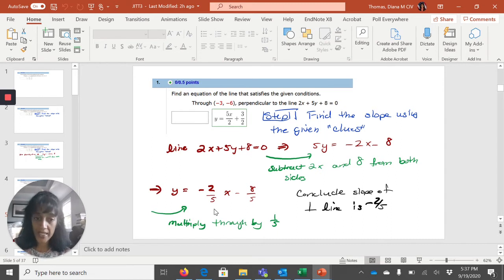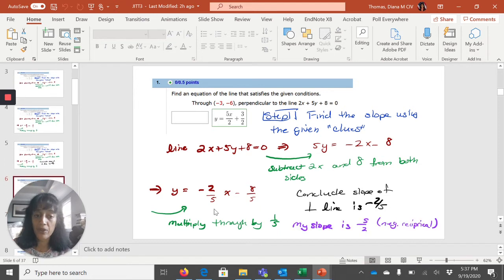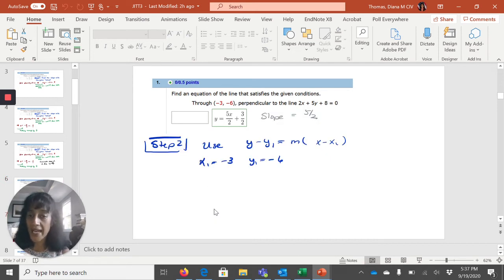And the clue is that if you take the negative reciprocal of this slope, the slope of your line is 5/2. You flip it and you give it the opposite sign. And so that's your slope. So now you have slope and a point. So the next step, since I got my slope is 5/2, is to use the point slope formula.